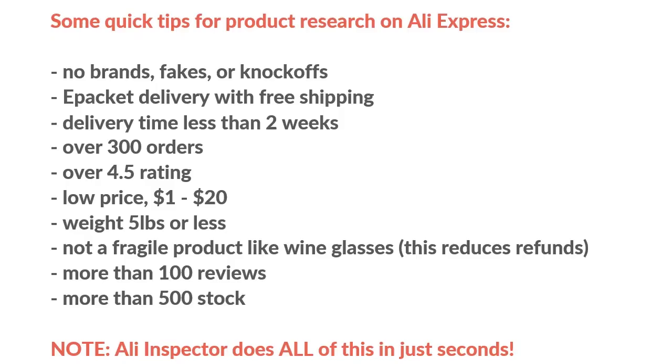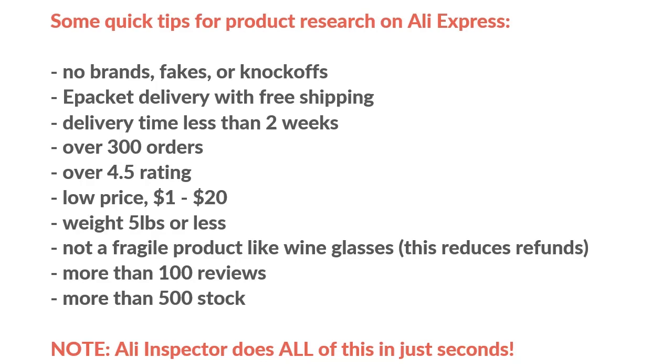Now when selecting products for your e-commerce store, here are some awesome tips that you can follow. You want to be looking for products that have no brands and they're not fakes or knockoffs. For example, do not look for products that have, say, Nike on it. You also want to look for products that have e-packet delivery with free shipping. E-packet is an Asian-based shipping provider. And you also want to look for products whose delivery time is less than 2 weeks. How long does it take to get the actual product delivered?